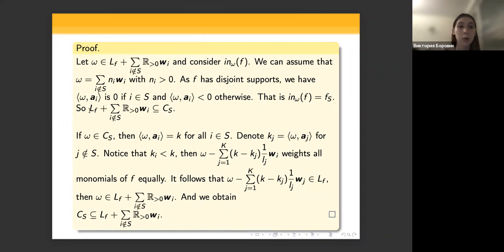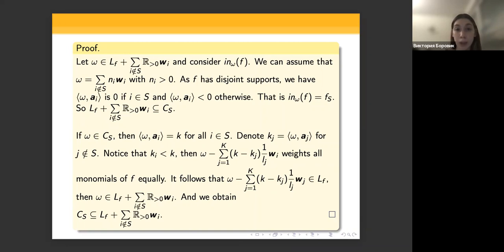Okay, consider now that the vector omega is in the right side of our equality. So omega belongs to the homogeneity space plus this cone. And consider the initial form associated to omega. Also, we can assume that omega is just the sum of wi with positive coefficients, because in L f there are only those vectors which preserve the polynomial when we consider initial forms. So in L f there are some vectors whose associated initial form is just our polynomial f.